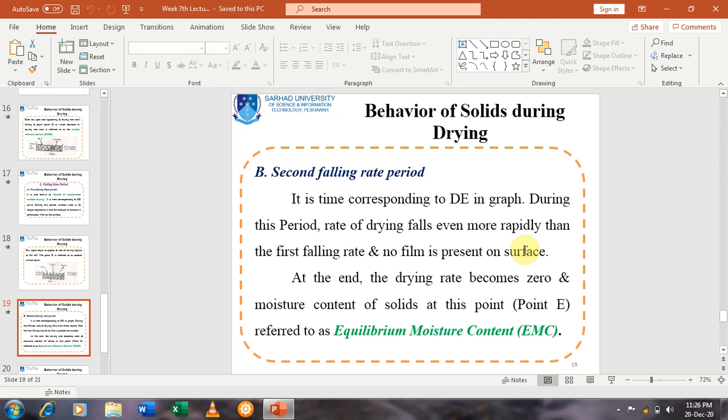And again, there is no film formation of the moisture present on the evaporating surface, and at the end the drying rate becomes 0, and the moisture content of solids at this point, that is point E, is referred to as equilibrium moisture content.